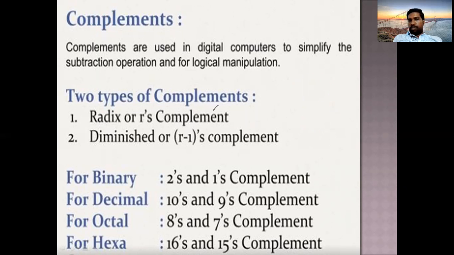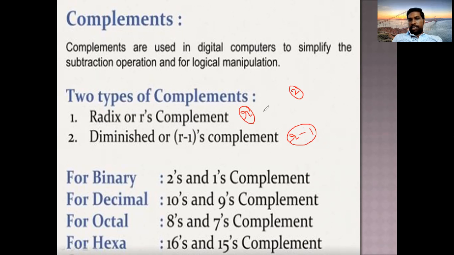Now, how many types of complements do we have? We have two types of complements. One is R's complement and the second one is R minus 1's complement. What is R here? Radix value. If you substitute the radix value of the particular number system, then these two will change. R is the radix complement. R minus 1 is called the diminished radix complement. You are subtracting 1 here, that's why it is called the diminished radix complement.